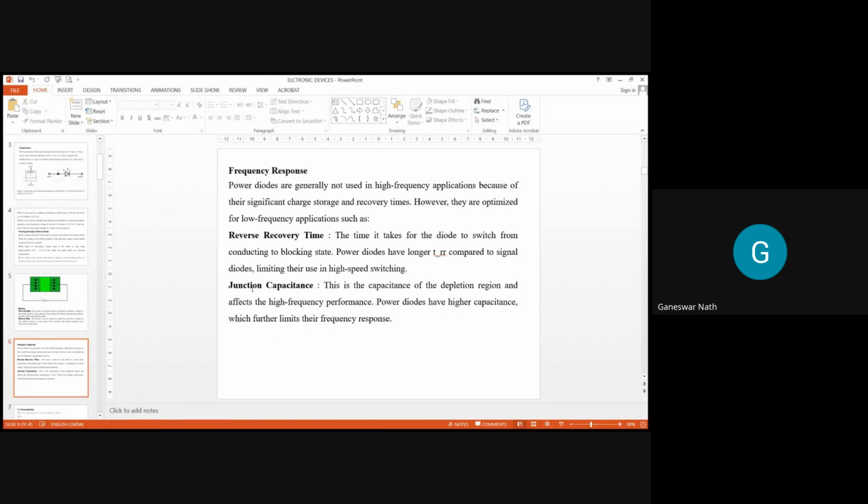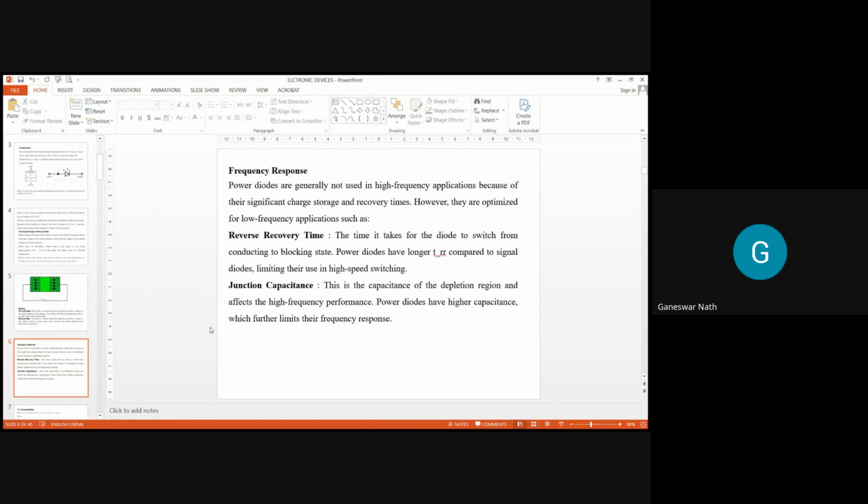So these are some areas where you can find the frequency response curve of the power diode implemented. The reverse recovery time is the time it takes for the diode to switch from the conducting to the blocking state. But power diodes have a longer time compared to that of signal diodes, limiting their use in high speed switching.